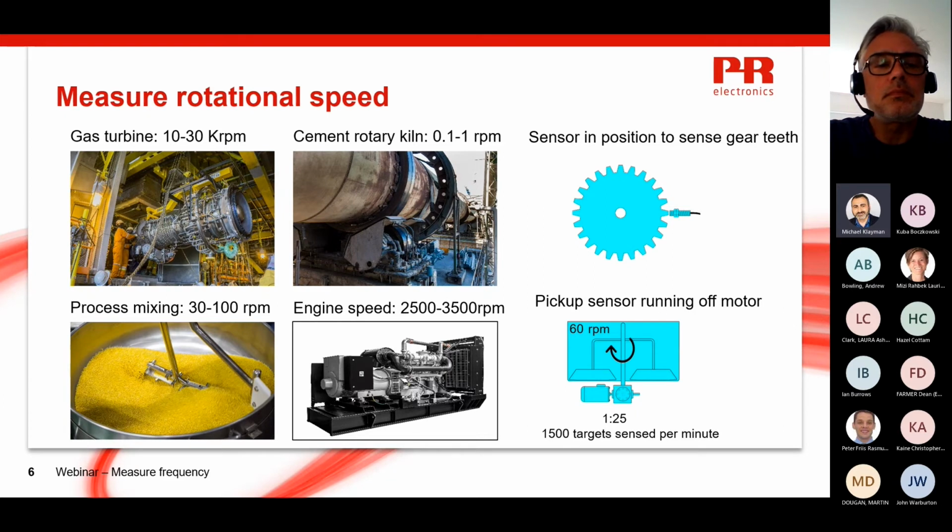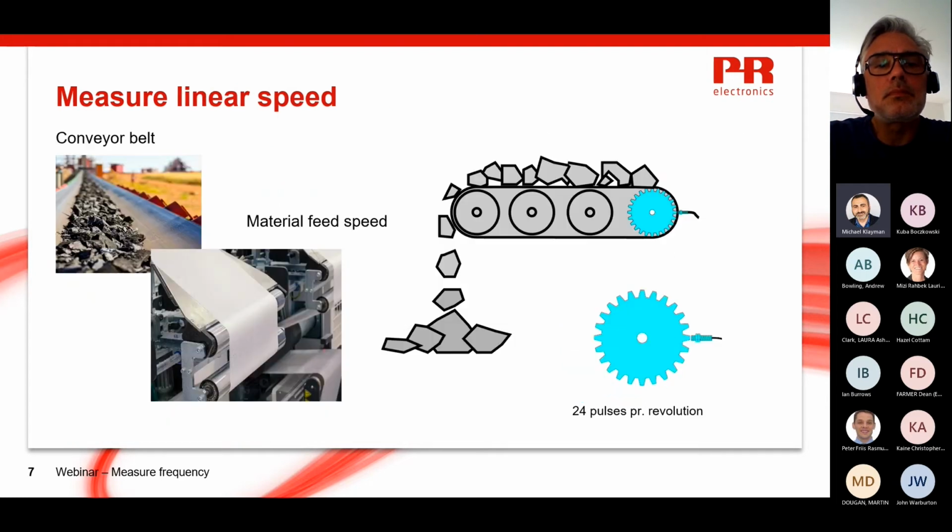If the mixer is rotating at 60 RPM, that's the same as 1 revolution per second. The sensor will see 25 rotations per second times 60 seconds in 1 minute, or 1,500 rotations per minute. We will scale that in the downstream frequency converter so that a PLC or display can see that speed.